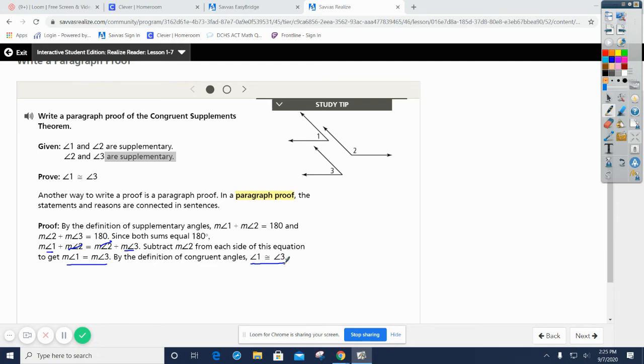Okay, so at most you might see a paragraph proof, or you got to fill in a blank somewhere. Like it may say, like this last part, by the definition of congruent angles, blank. Then you would just have to fill in angle 1 is congruent to angle 3 or something like that. Okay, I'm not even going to look at that second one because, like I said, we're not going to do paragraph proofs, so I'm not looking at the second circle.